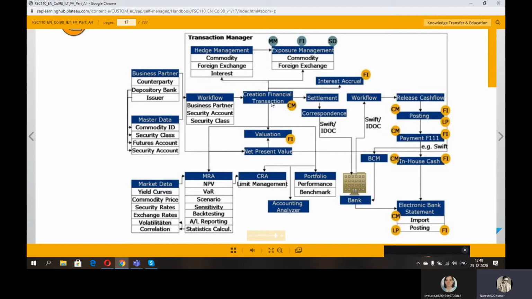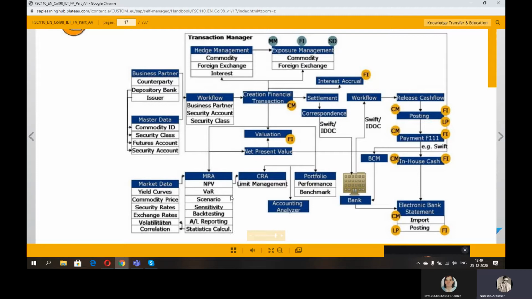When it comes to prospect of valuation from the creation of financial transactions, we have MRA, one side portfolio, from portfolio CRA. What will happen to go for MRA? The MRA is nothing but market risk analyzer. So here the market data, yield curves, commodity price, security rates, exchange rates, okay, volatility and correlation. These things will be taken. This volatility and correlation, both the things will be based on statistics calculation.